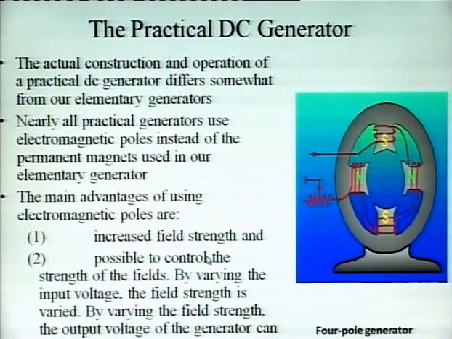The actual practical DC generator. The actual construction and operation of a practical DC generator differ somewhat from our elementary generator. Nearly all practical generators use electromagnetic poles instead of the permanent magnet used in our elementary generator. The main advantages of using electromagnetic poles are increased field strength, and it is possible to control the strength of the field by varying the input voltage. By varying the field strength, the output voltage of the generator can be controlled.